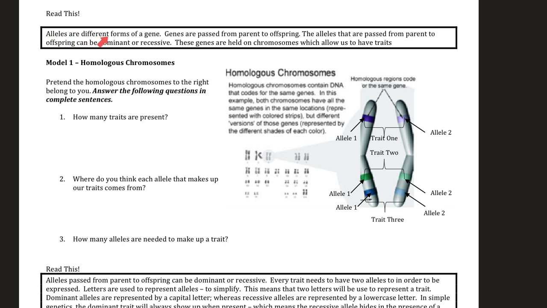So alleles are different forms of a gene. We just said that, didn't we? So I think we got that. So I'm going to go ahead and check that off. And I don't hear anybody saying different. Genes are passed from parent to offspring. Alleles are passed from parent to offspring. Can be dominant or recessive. Well, they could be more than that. We should know that by now. Everyone should know that. You should have been doing your reading, and everyone here should know that there's dominant, there's recessive, but there's also codominant, and there's incomplete dominant.